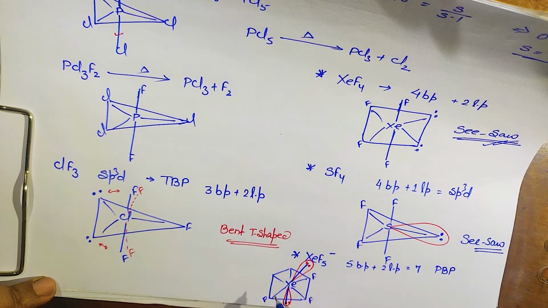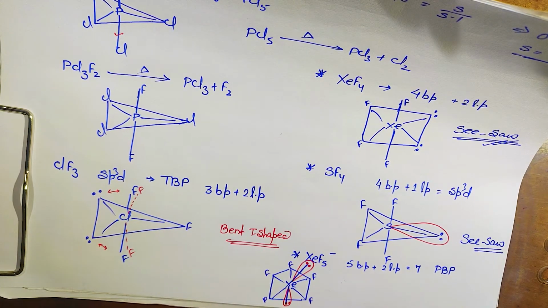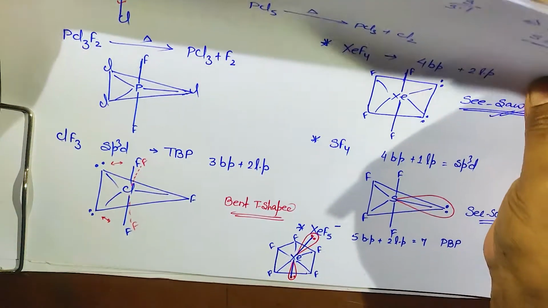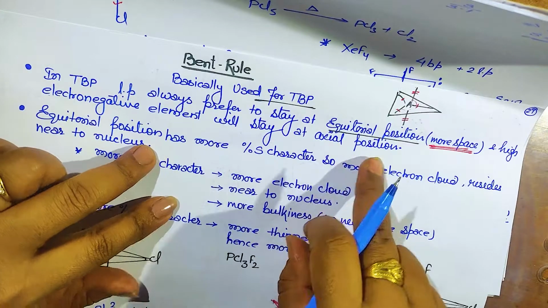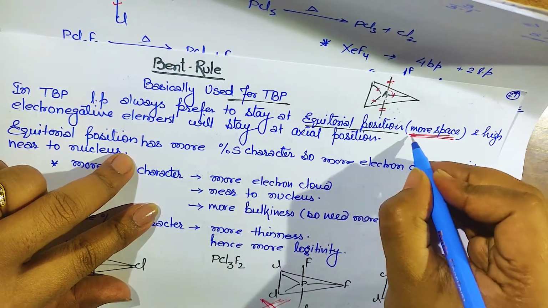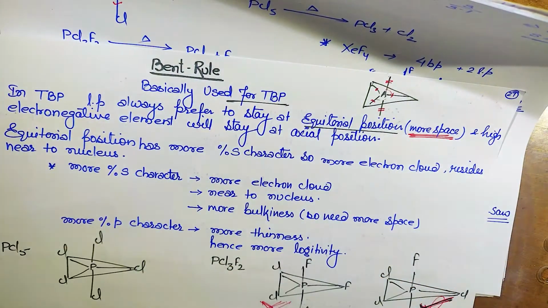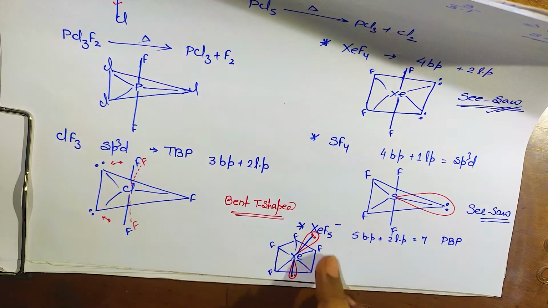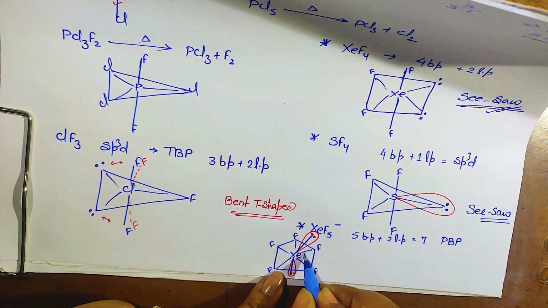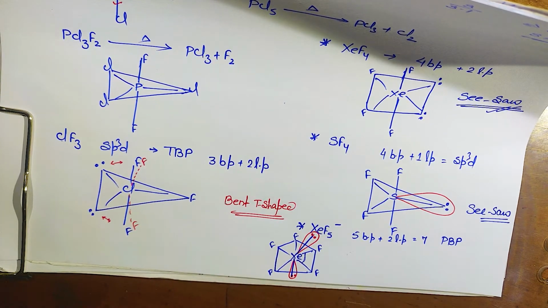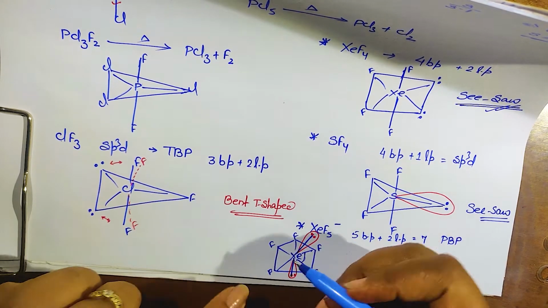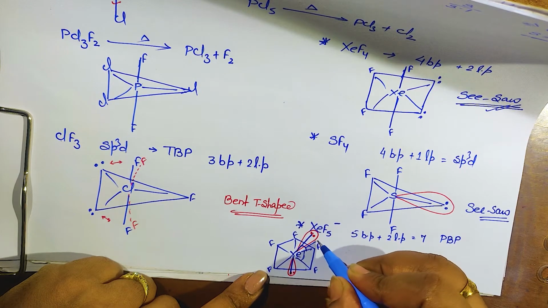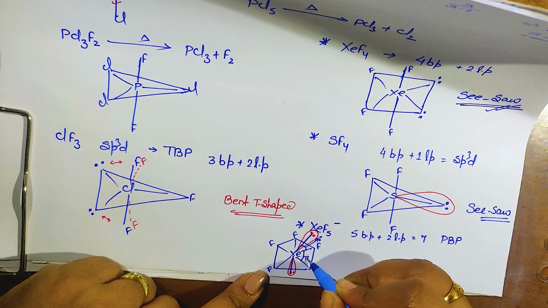Now you will say that the bent rule has gone wrong, isn't it? You can say that, but it is not like that. Why? Try to understand. While explaining the bent rule, I told you that it goes to the equatorial position, and why? Because of more space. It needs more space because it is bulky. Got it? So if we check this, in this case the bond angle is 72. Between equatorial positions it is 72. But if we check the axial one, this one is 90 degrees, and here it is 72 degrees.